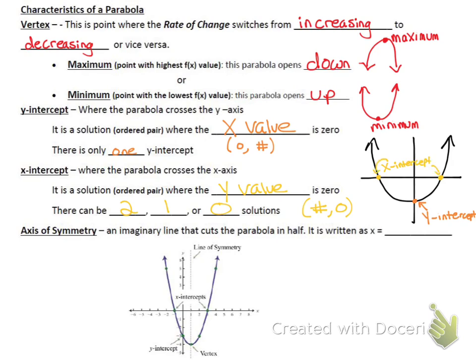The last characteristic on this slide is the axis of symmetry. This is a new concept that only parabolas have. It's an imaginary line that cuts the parabola in half and is written as x equals the x value of the vertex, or simply x equals a number. Visually, that's located right here on a graph. Notice it goes right through the vertex, and it is a vertical line because x lines are vertical.